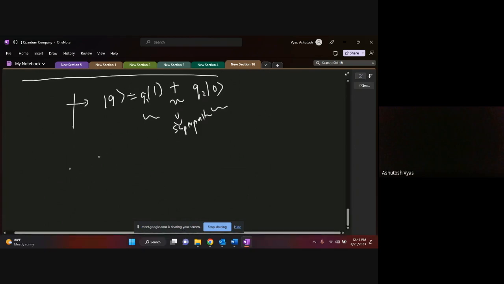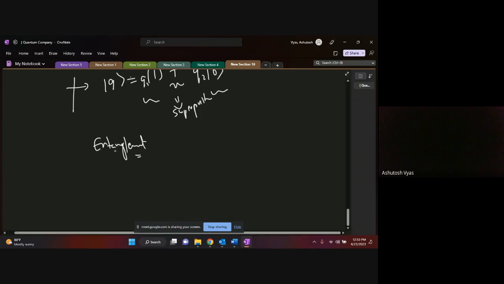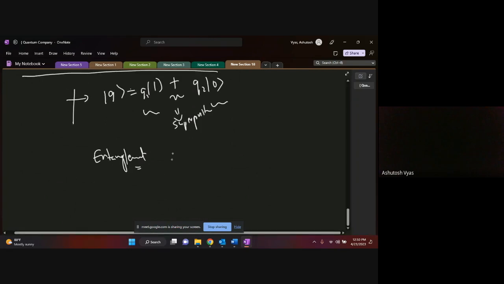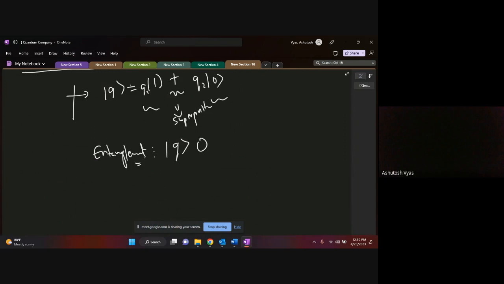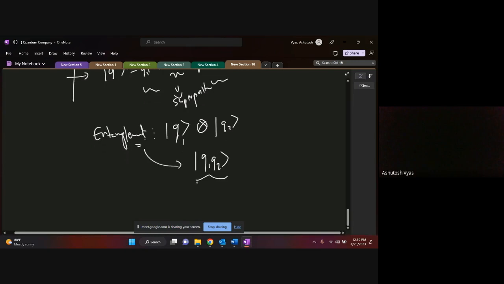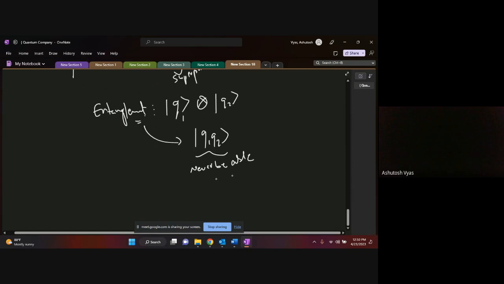Now there is another property which is called entanglement. And we will see all these things in detail once we start the sessions. Entanglement is a fantastic property of quantum physics, which states that the moment you entangle two qubits together, you will never be able to separate them. They will always be together.